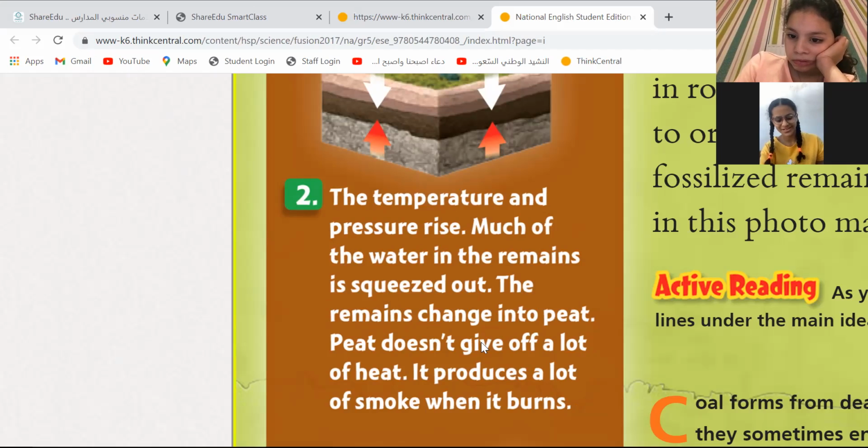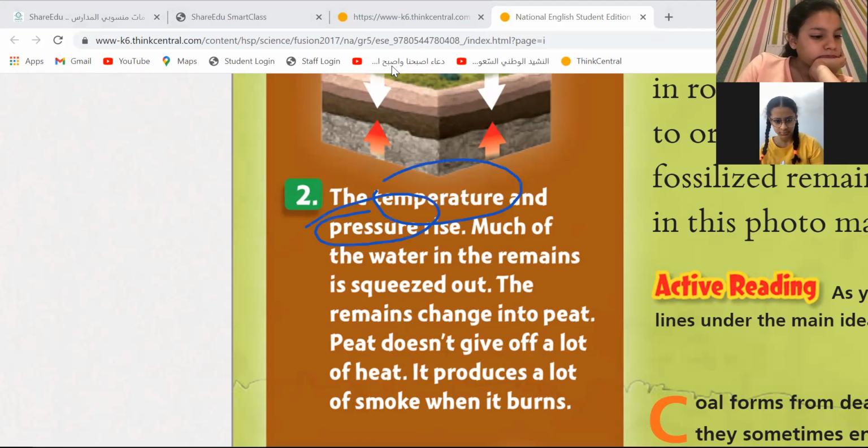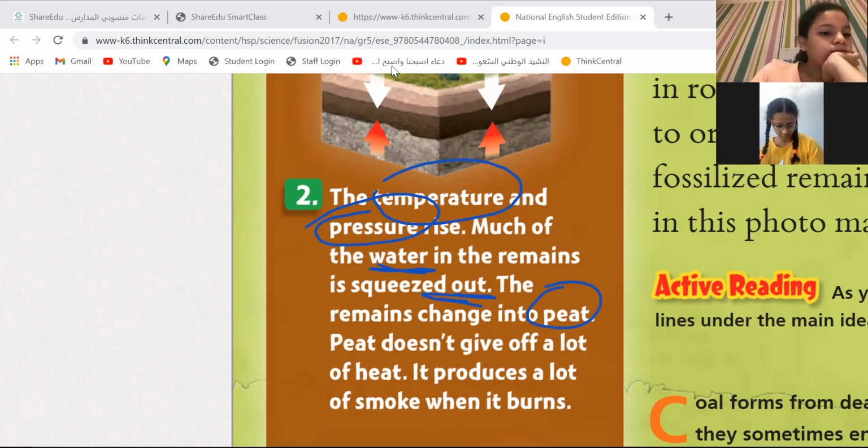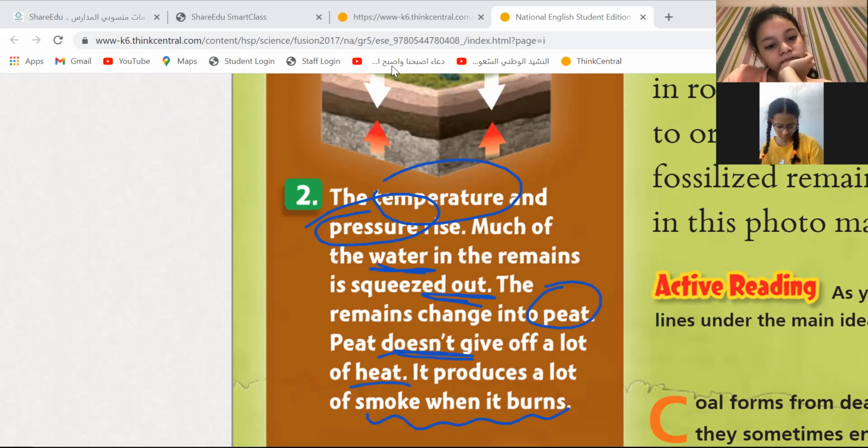Smoke. When it burns, it will give you a lot of smoke, but it will not give you heat. So what happens to this fossil? It gets temperature and pressure, and then the water is squeezed out. There's no longer water in them, and they change to peat. Peat does not give off heat, but it has a lot of smoke when it burns.